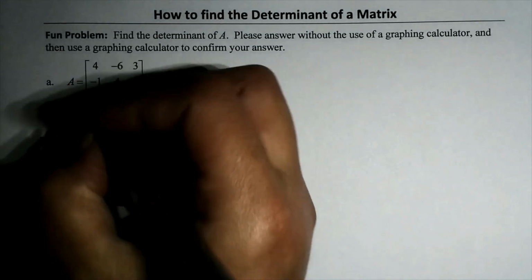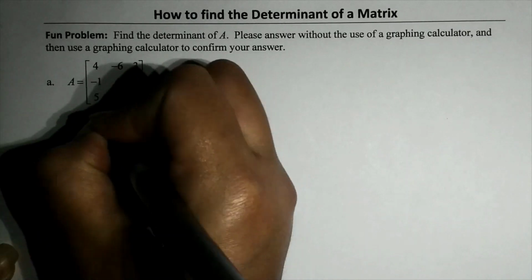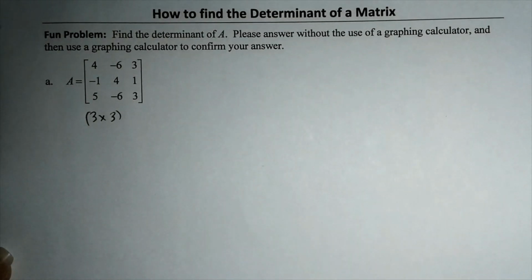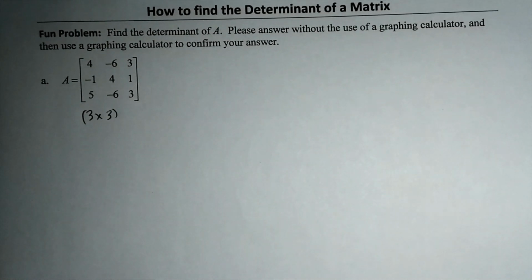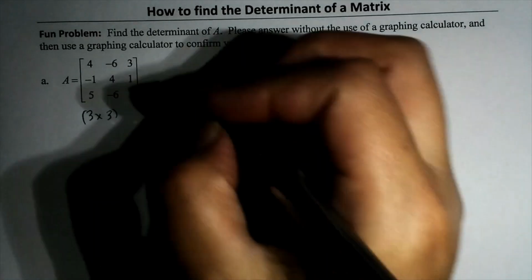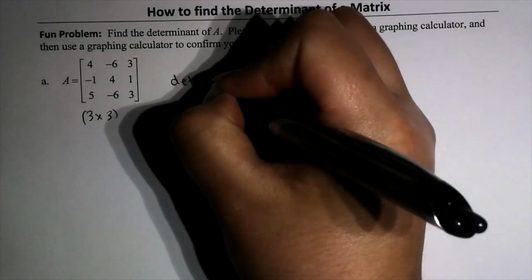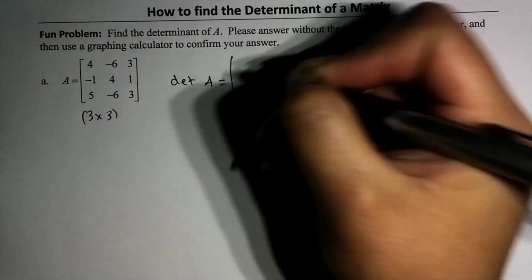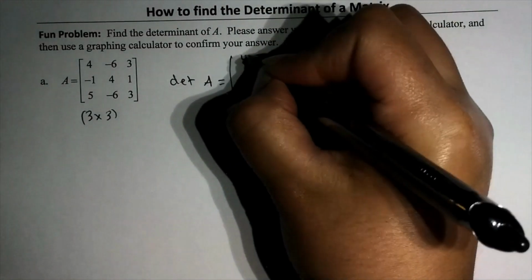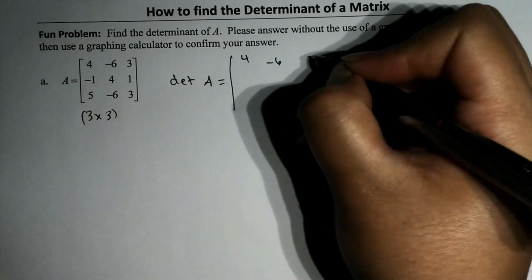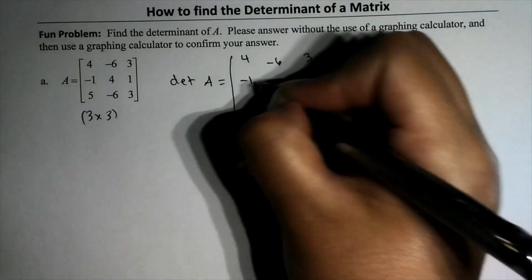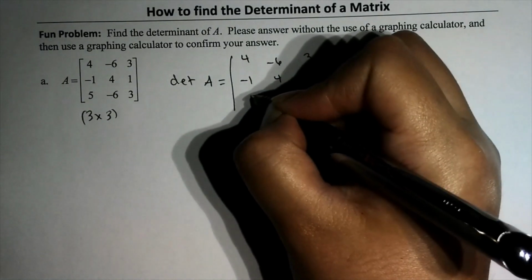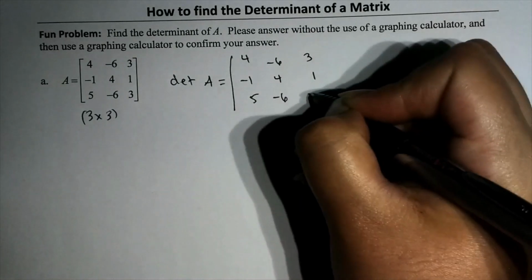So we have a 3 by 3 matrix, so it's a square matrix, so the determinant does exist. If we don't have a square matrix, then the determinant does not exist. Why not? Because the determinant is a real number associated with a square matrix only. So let's go ahead and prep this up. We have the determinant of A equals: first row is given by the elements 4, negative 6, 3. Second row, negative 1, 4, 1. Third row, 5, negative 6, 3.